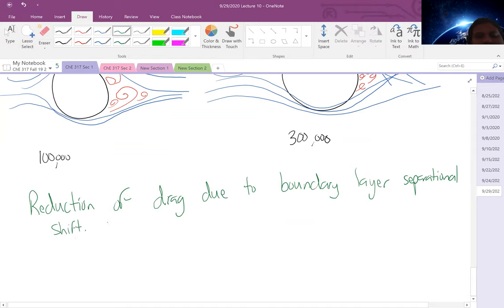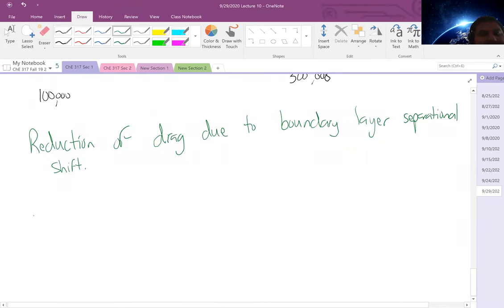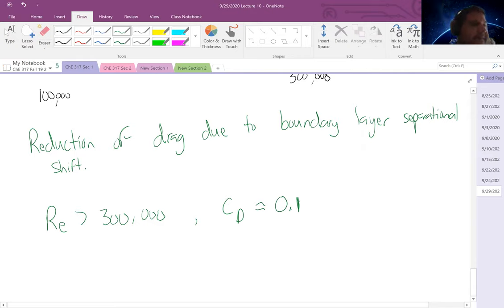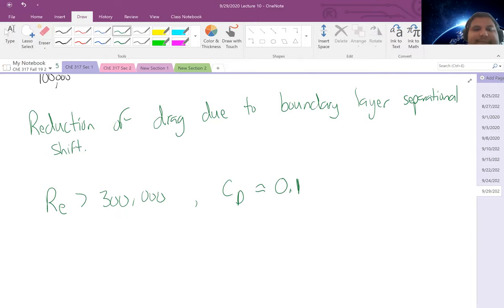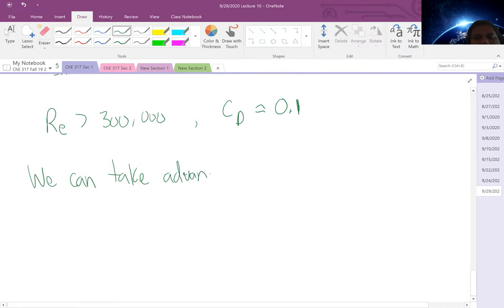And so CD goes from about 0.44. We would say for Reynolds numbers greater than 300,000, we can estimate CD down to about 0.1. So it moves from about 0.44 down to 0.1, which is a considerable decrease in our drag coefficient and resulting drag. Now it's interesting because through proper design of our solid objects, we can take advantage of this drag reduction.